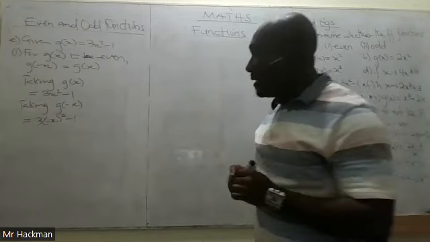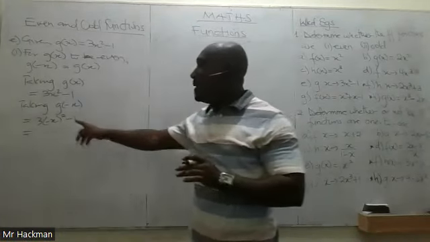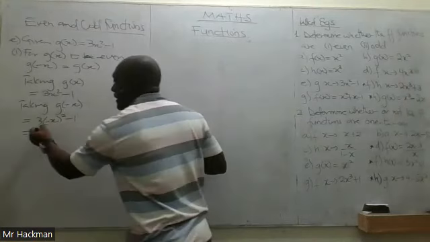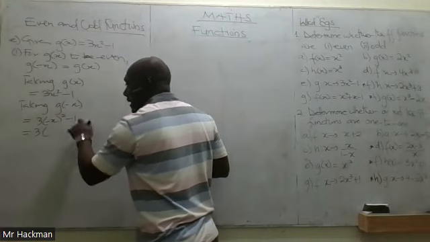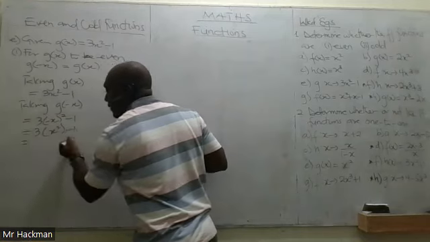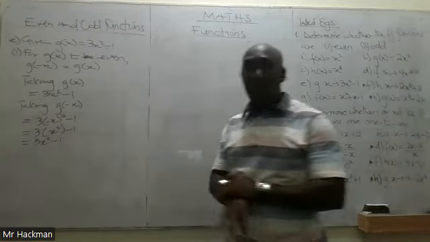Okay, please, order of operation: go and deal with the power first before you come and remove the bracket. So I will have 3, I will push the power inside, and (minus x) all squared will give me x squared, then minus 1. So I'll now come and remove the bracket. This gives me 3x squared minus 1. Is my point well made?